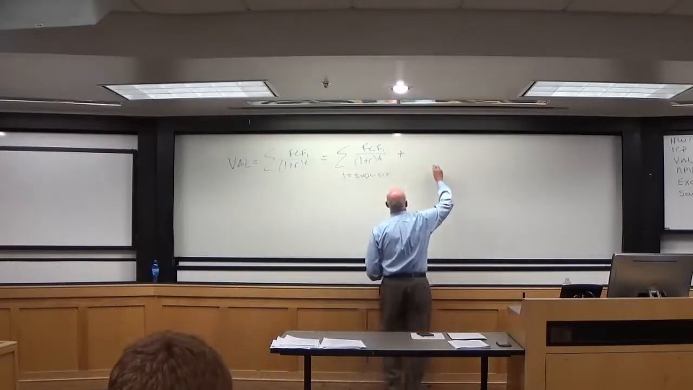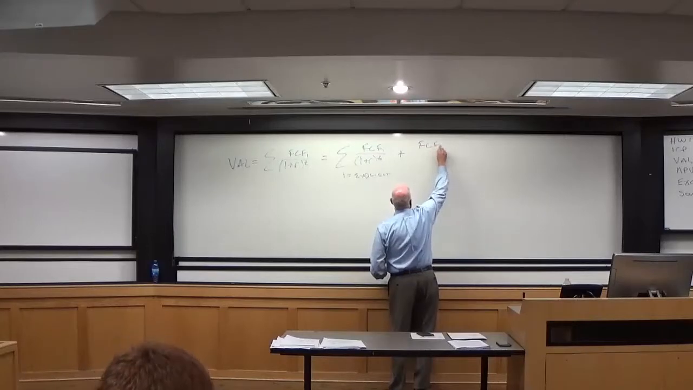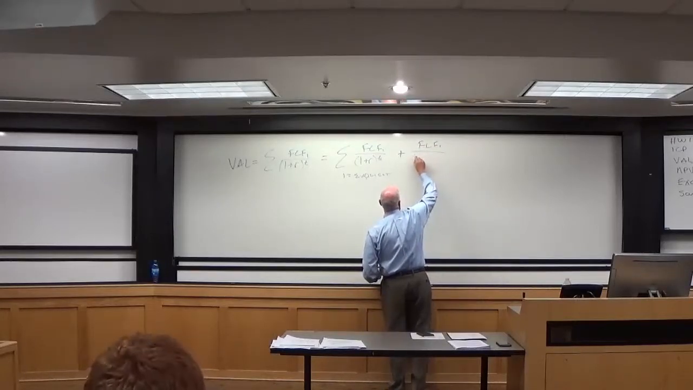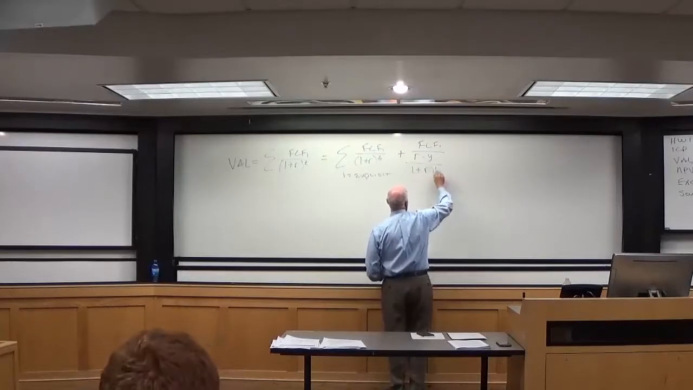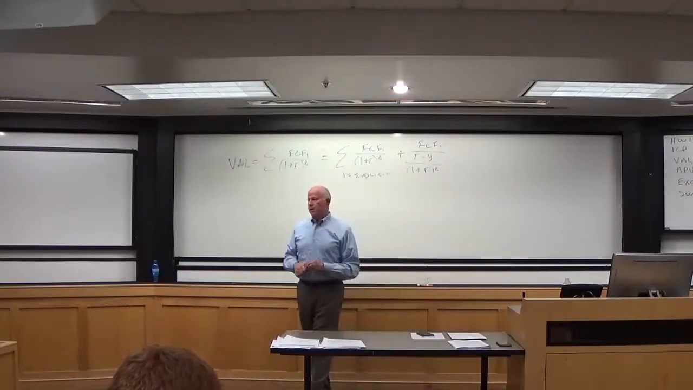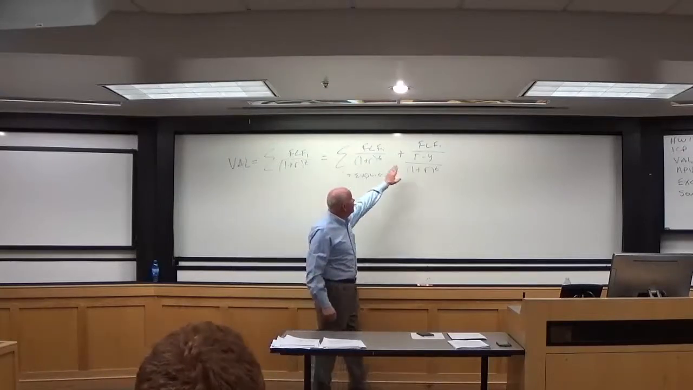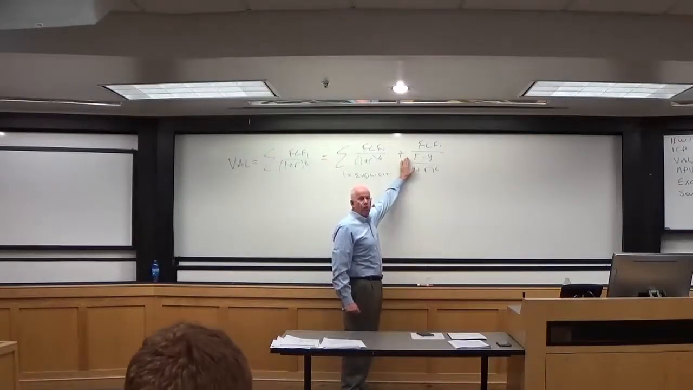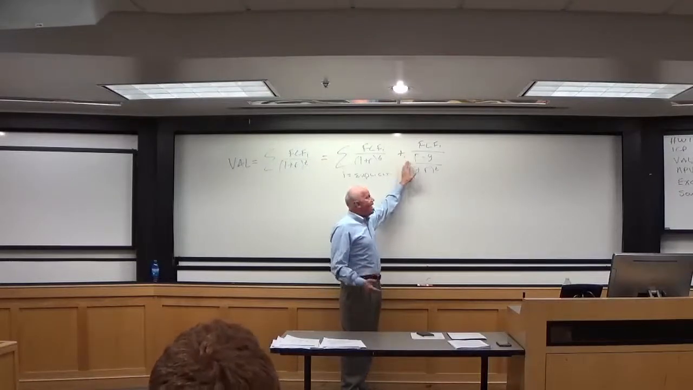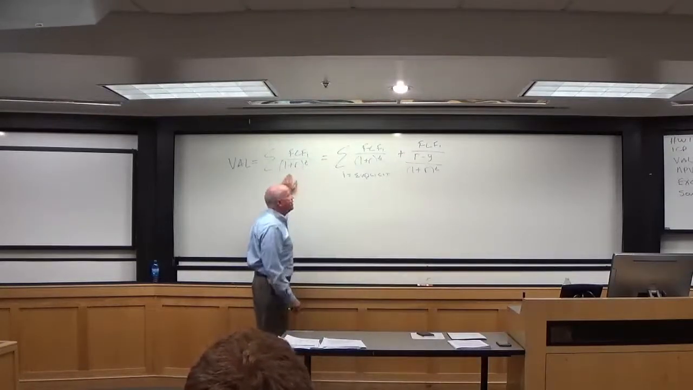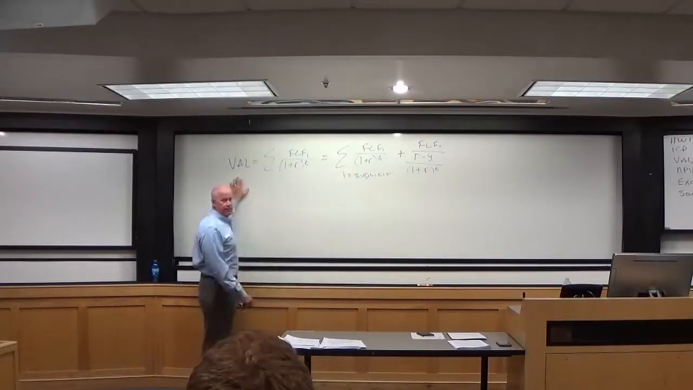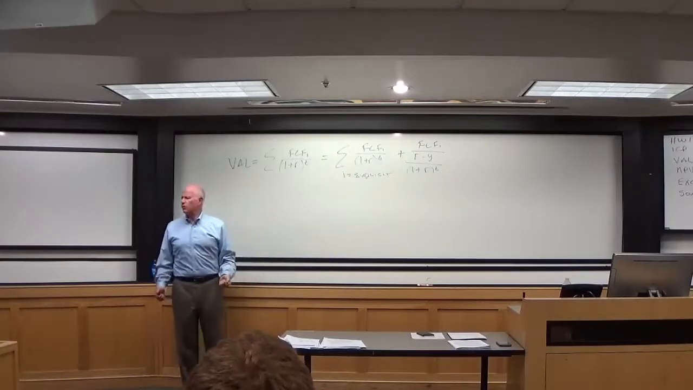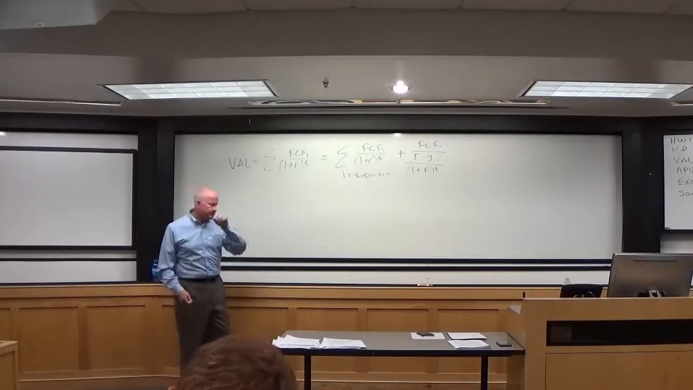Plus, the free cash flow at time 1 divided by R minus G, divided by 1 plus R to the T. Now in this case, I have picked up what we refer to as the continuation term or terminal value, and discounted it back to today, just as I've been discounting each of these values back to today. But let's talk about this terminal value, or continuation value, for a minute.